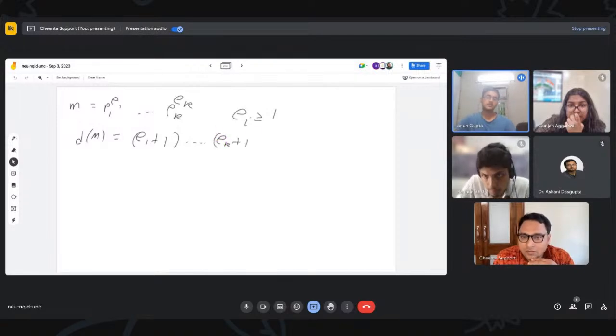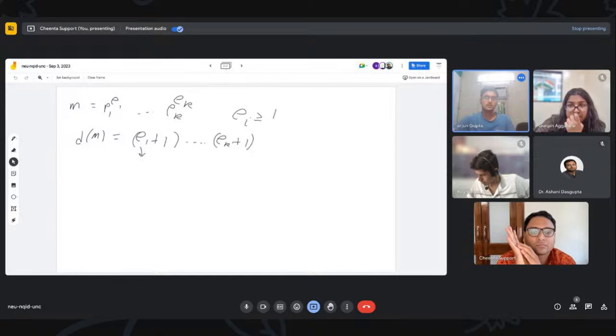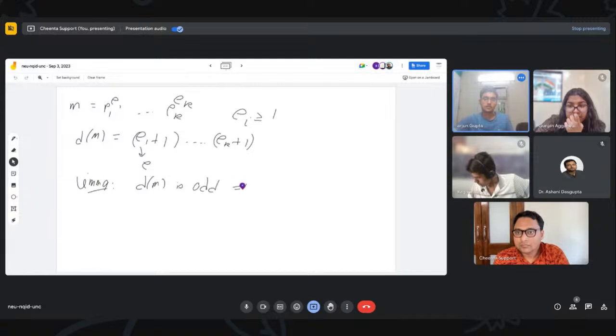So from this, if you want dm to be odd, all the ei should be even, and hence m should be a perfect square. So essentially, what I've proven is this lemma. Our lemma is that dm is odd if and only if m is a perfect square, and we have also proven this lemma. So, given this lemma in mind, now we will proceed with the main question.